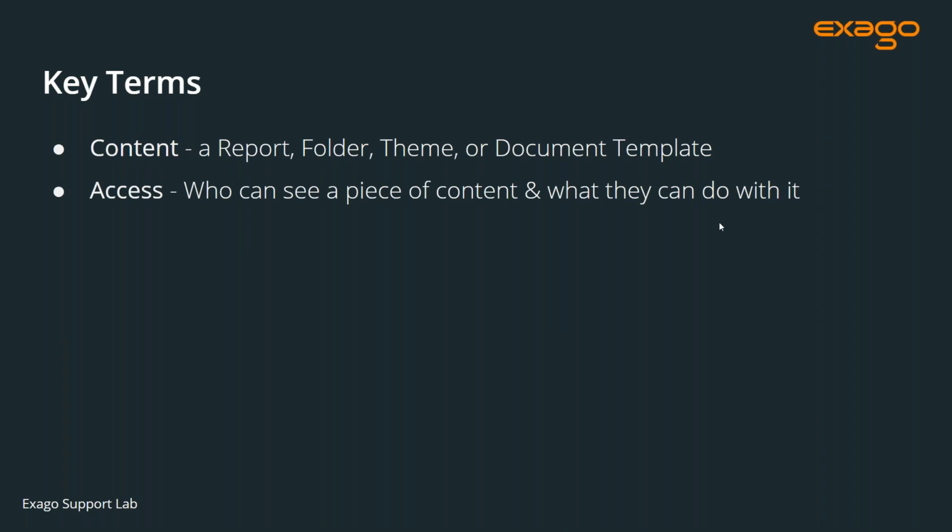Access is to say who can see a piece of content and what they can do with it. An owner, there's going to be a new concept here called owners. So when a piece of content is created, be it a folder or a report, you can specify who the owner is. And if you're the owner of something, it means you always should have access to it. You should always be able to see it and have full permissions to edit, rename, delete it because you own it.